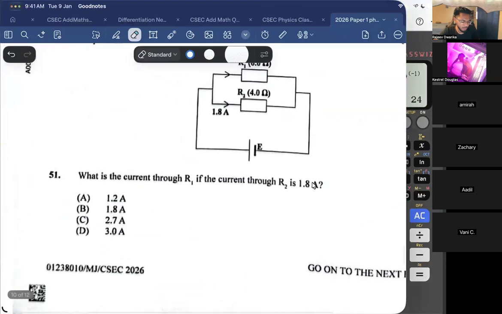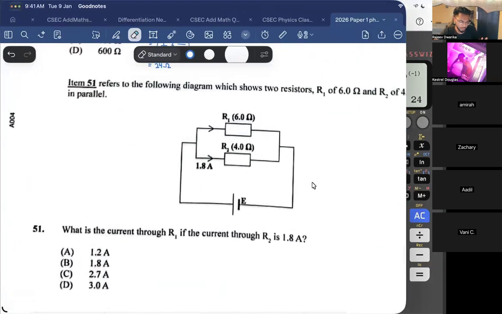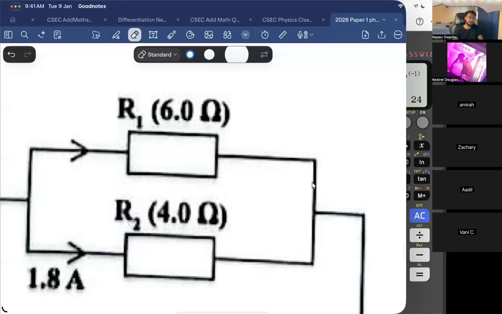I just want to do 51 real fast. I think it's like a logical question. Remind me, guys, if the resistance is very small, what does that mean about the current? The current would be allowed to flow through. And if you have a really large resistor, what does that mean? It will not allow the current to flow through. Exactly. So which resistor is bigger, the 6 ohms or the 4 ohms?